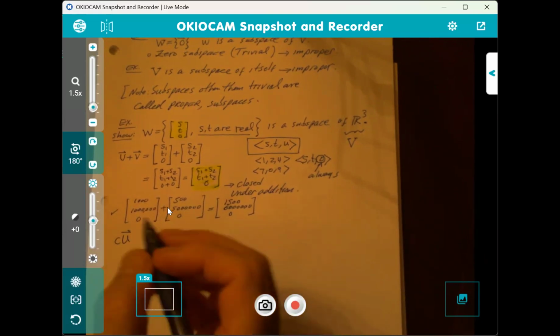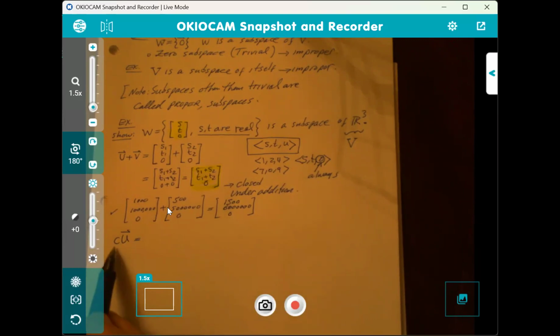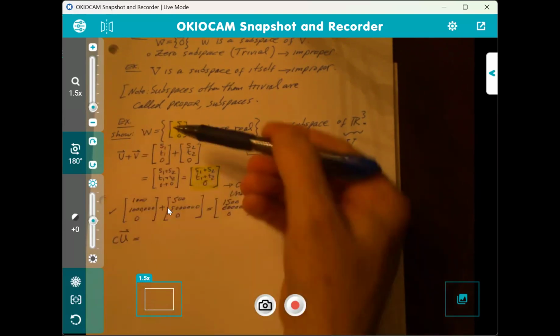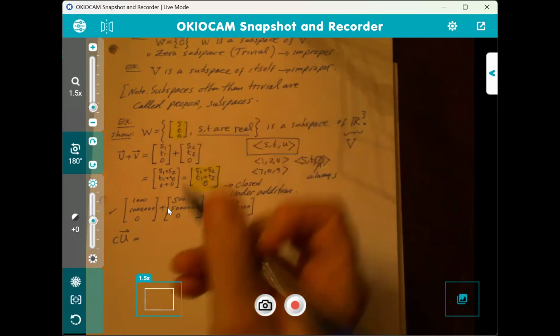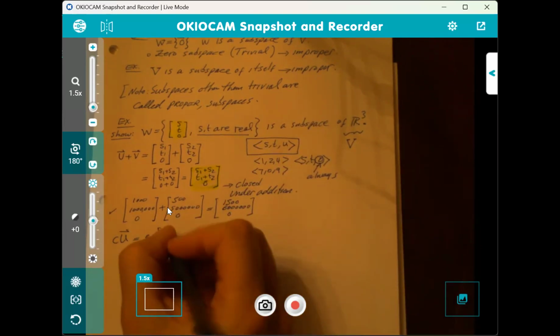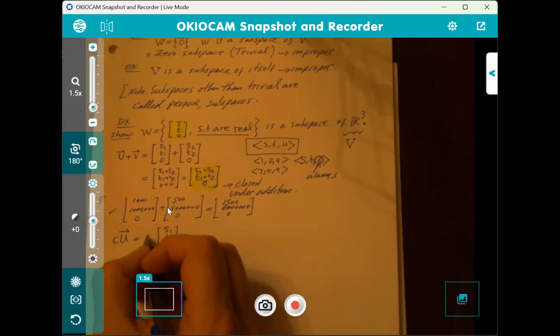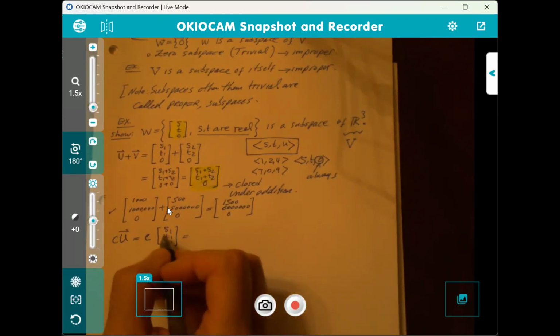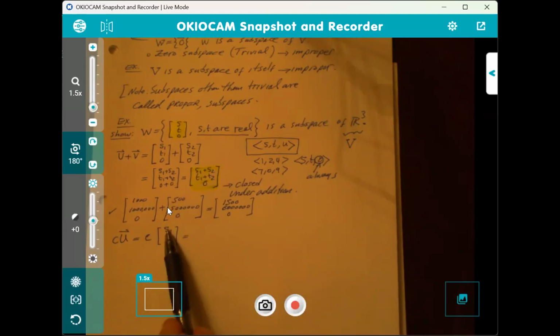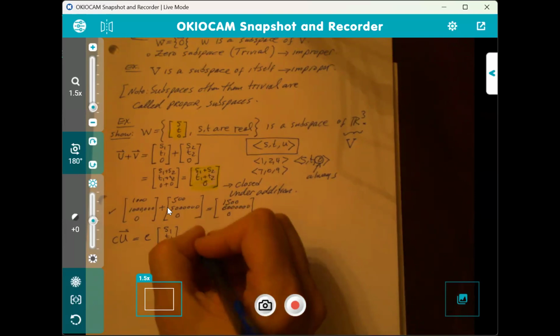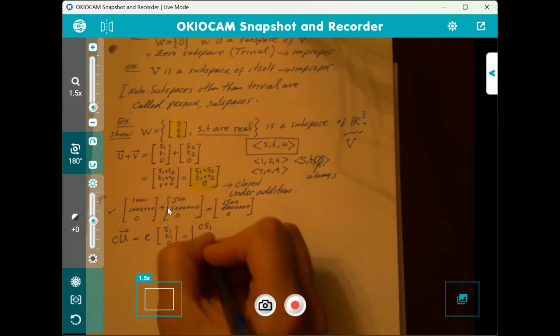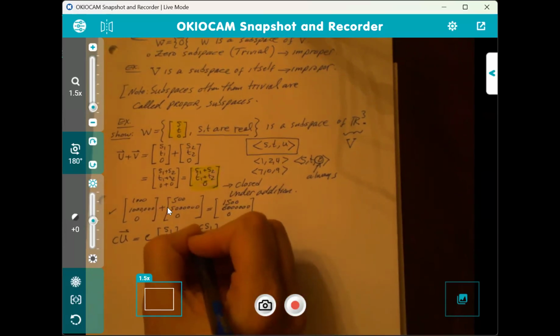If you're good, now let's show closure under scalar multiplication. C is a scalar, U is the vector. So what does CU look like? Here's my U, so CU is C times S1, T1, 0. The way a constant multiplies a vector, it multiplies every component of the vector. So this is going to be CS1, CT1, and C times 0 is 0. And there you go.